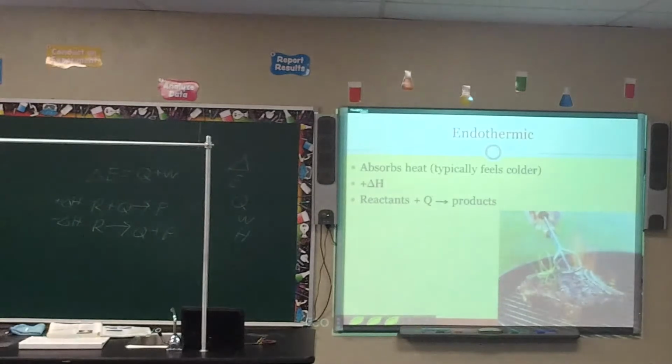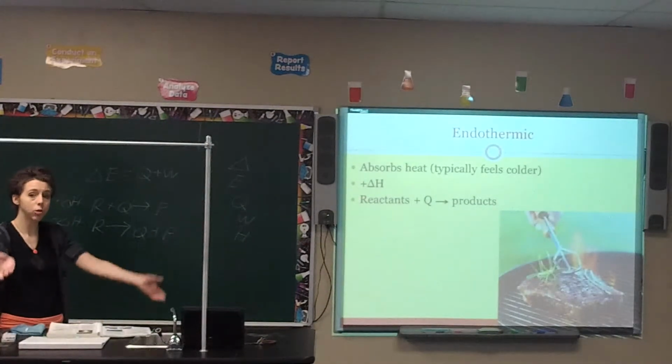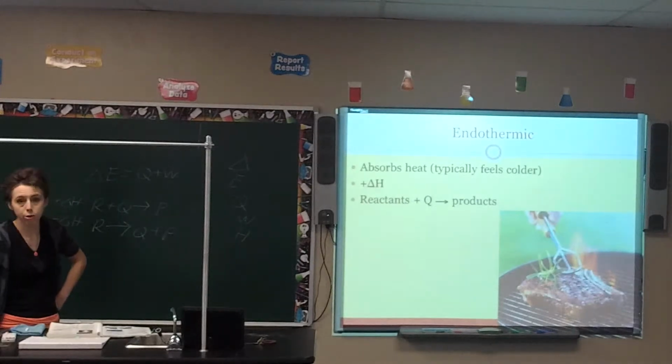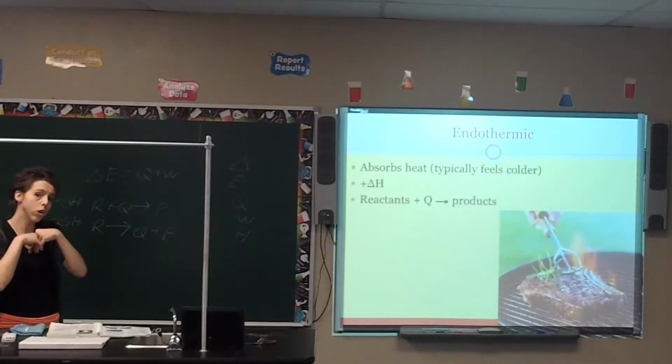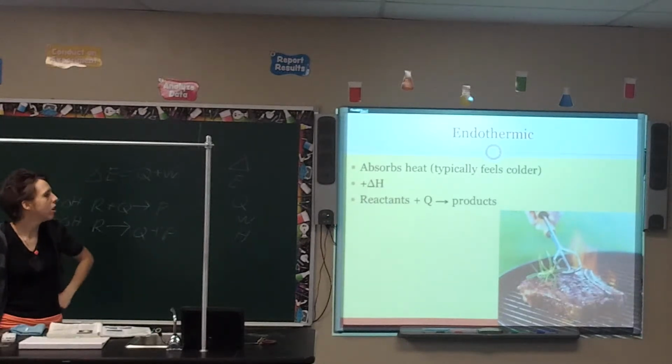So again, starting back from this side, don't forget, endothermic absorbs heat, so it's gaining heat, so delta H and delta E is positive. Typically your book writes it as the reactants plus heat, because remember Q stands for heat. So reactants plus heat equals the product. An example of this would be cooking food, because your food has to absorb that heat to cook on the inside and to have that chemical change.